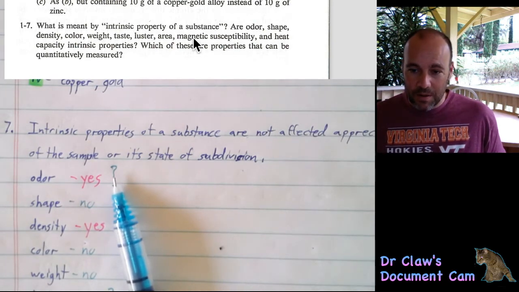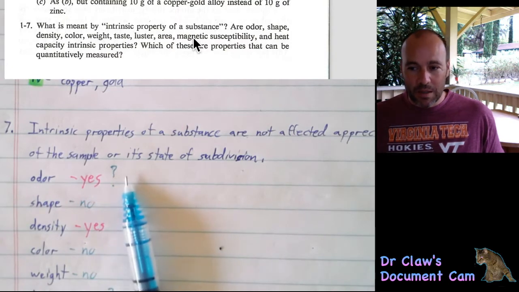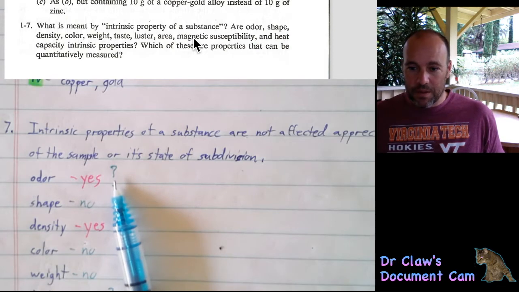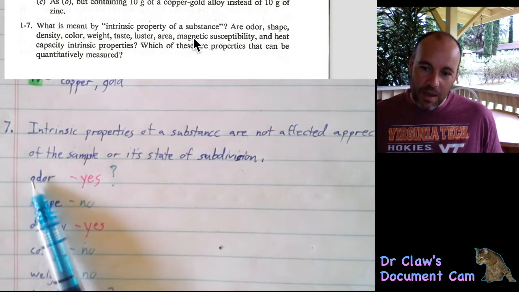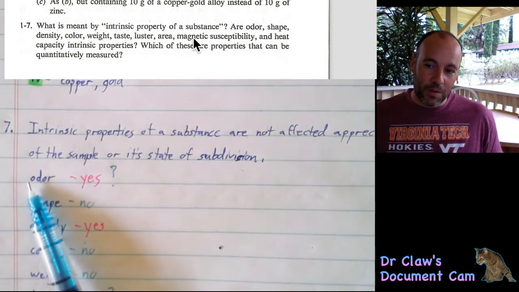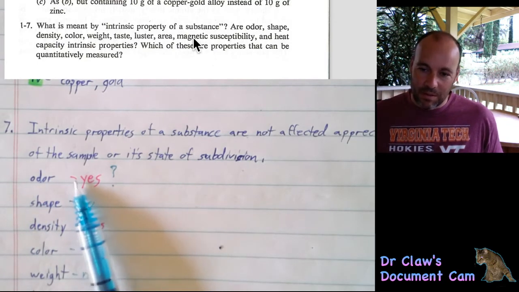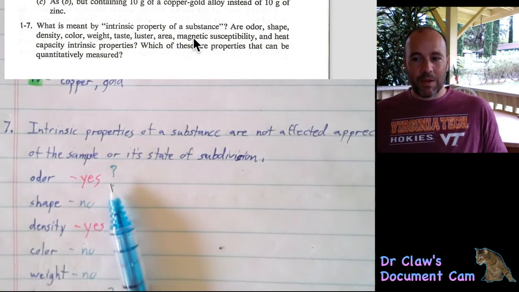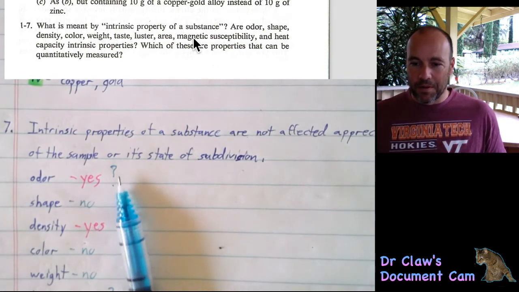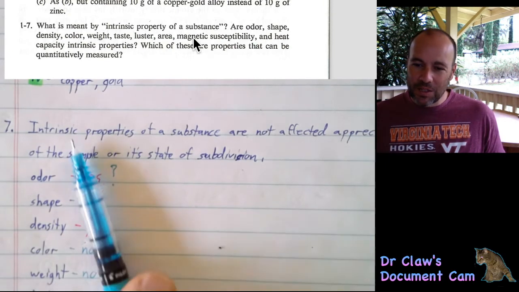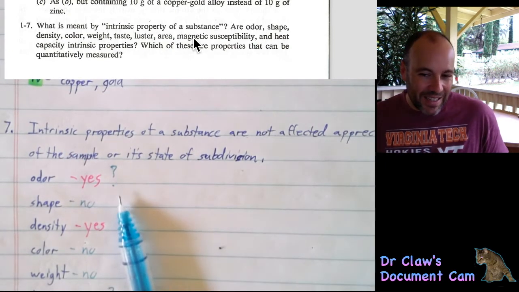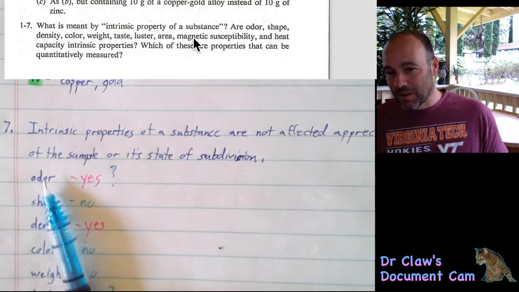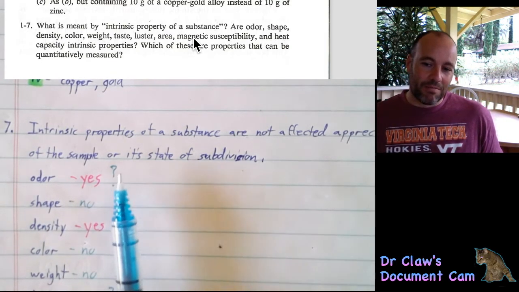it would perhaps be a more intense odor if you have a mist of lemon juice versus just a beaker filled with lemon juice. The mist would be more intense, but it would smell the same way. It would be the same type of odor. So I'd probably say it's intrinsic, but if odor depends on intensity, if more intense odor is different than less intense odor, then I'd probably say no.